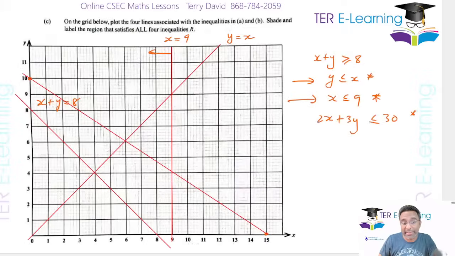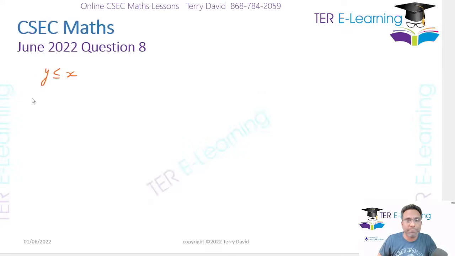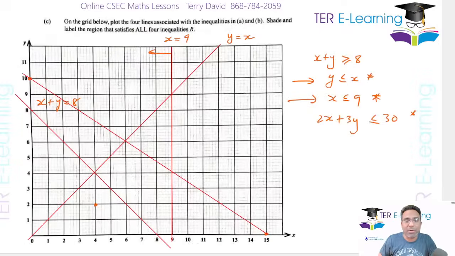I'm going to choose a test point. Maybe let me try 4, 2. That's my test point. I'm using the test point to determine where I'm going to shade. So x is 4 and y is equal to 2. Let's substitute that. So 2 is less than or equal to 4. So therefore this is true. Now that means according to this graph, I need to shade this way.